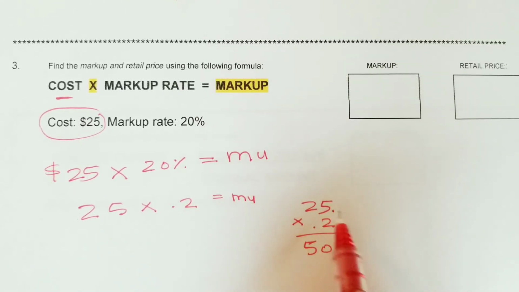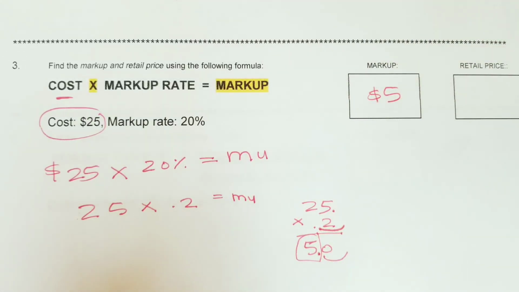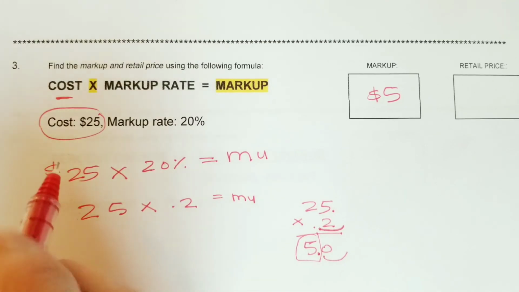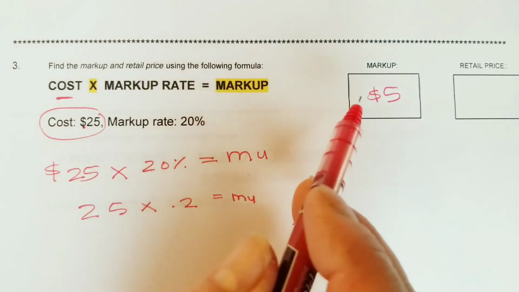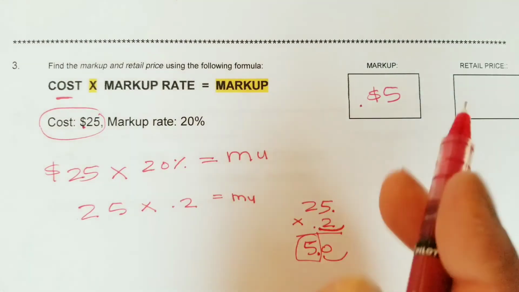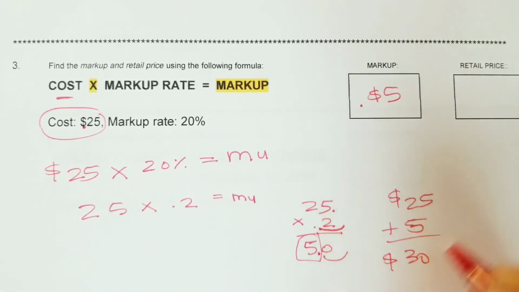And then let's count back our decimal spots, 1 spot. So boom, right there, 5.0. So our markup is going to be $5, a whole number of $5. We're going to mark up $5. And then what's the new retail price? Well, our cost was $25. And if we add our markup to that, we're going to get $30, right? So $25 plus our markup, $5, $30.